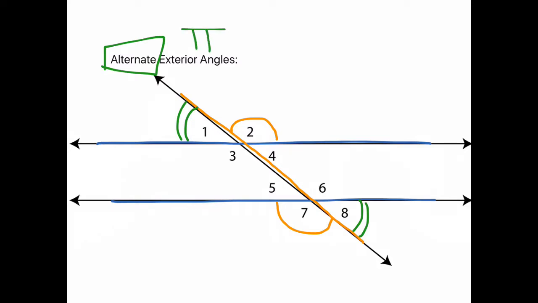I don't know why I drew a pie there. Let's try that again. Are also congruent. So all alternates are congruent. So 2 is congruent to 7 and 1 is congruent to 8.